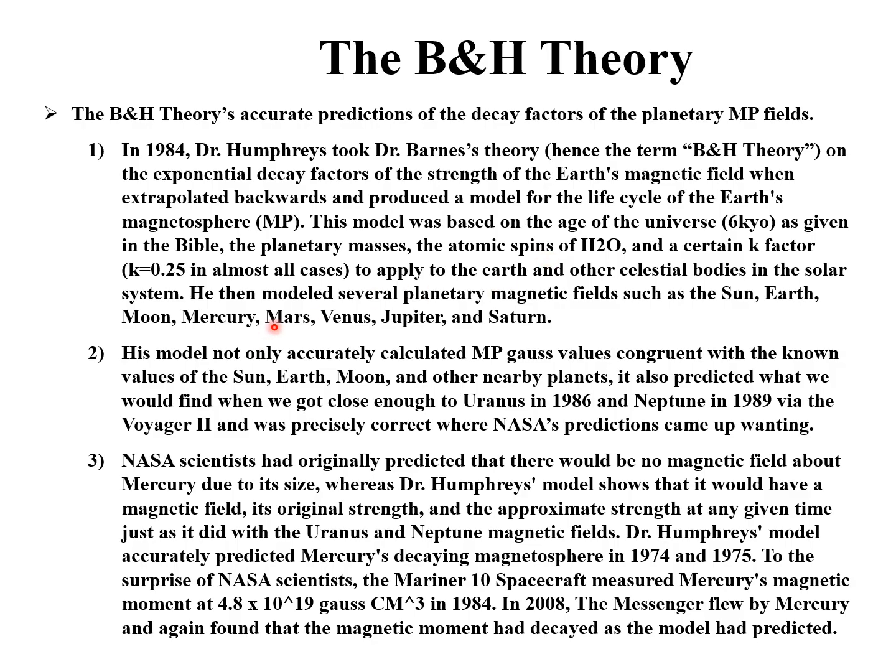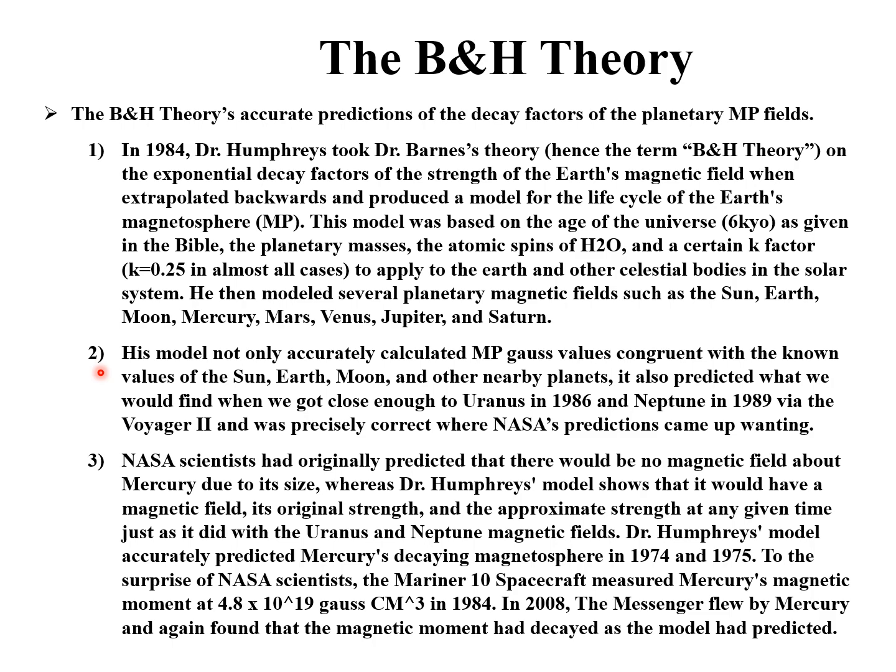All right. He then modeled several planetary magnetic fields, such as the Sun, the Earth, the Moon, Mercury, Mars, Venus, Jupiter, and Saturn. His model not only accurately calculated the magnetosphere Gauss values congruent with the known values of the Sun, the Earth, the Moon, and other nearby planets, it also predicted what we would find when we got close enough to Uranus in 1986 and Neptune in 1989 via the Voyager 2, and he was precisely correct where NASA's predictions came up wanting.